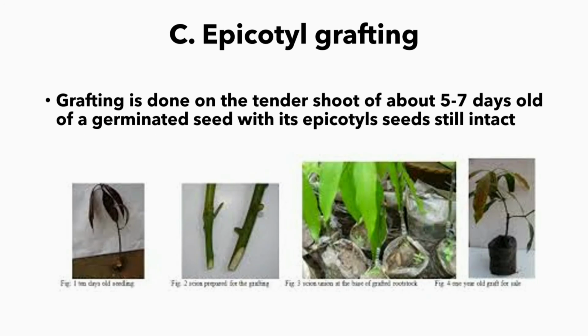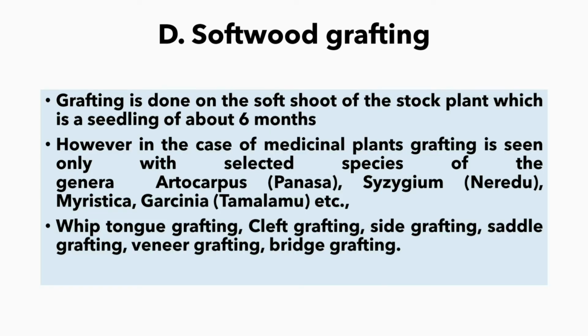Epicotyl grafting. Grafting is done on the tender shoot of a 5 to 7 day old germinated seed with its epicotyl still intact. In softwood grafting, 6-month-old seedlings are taken as the rootstock plant. In medicinal plants, grafting is seen only with selected species of genera Artocarpus, Syzygium, Myristica, Garcinia, etc. Other methods of grafting are whip-tongue grafting, cleft grafting, side grafting, saddle grafting, veneer grafting, and bridge grafting.